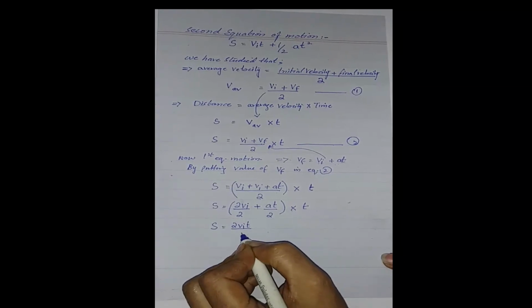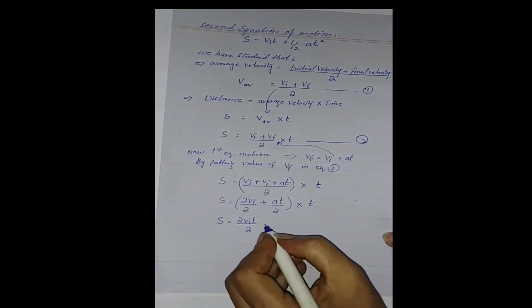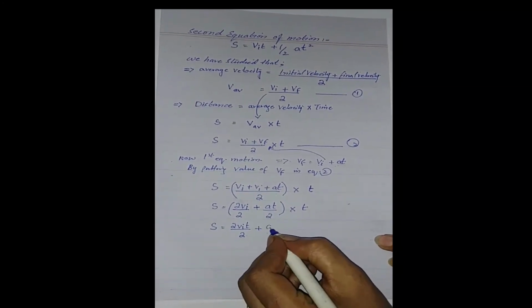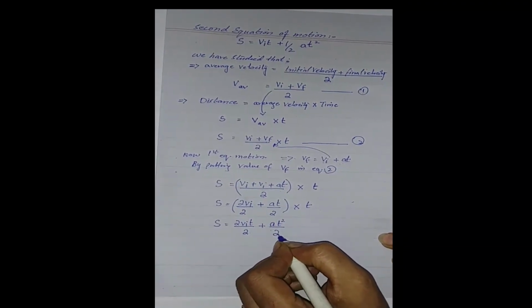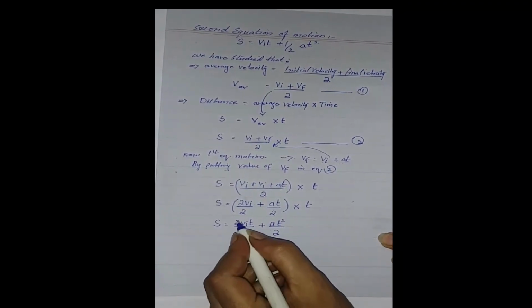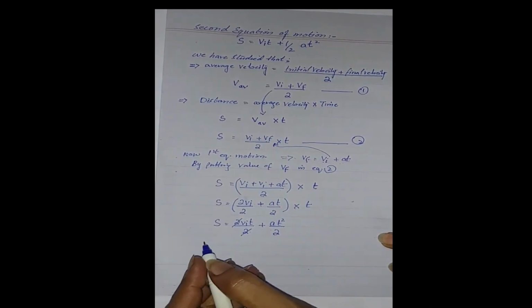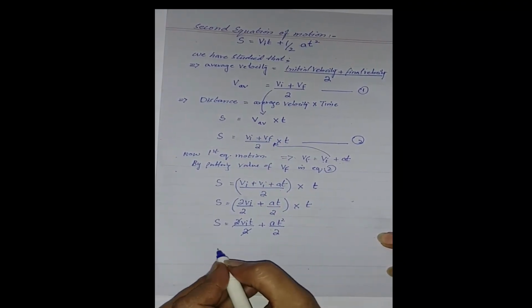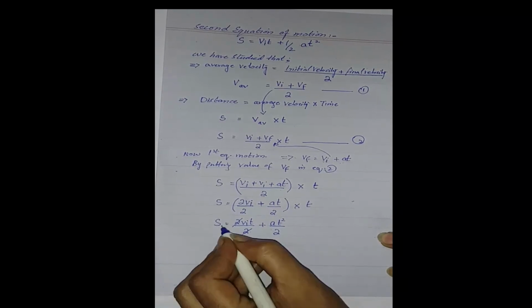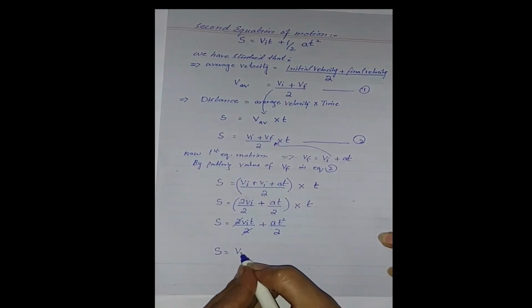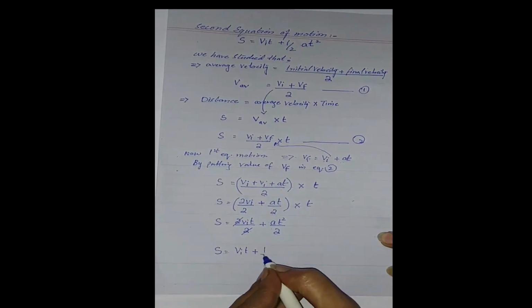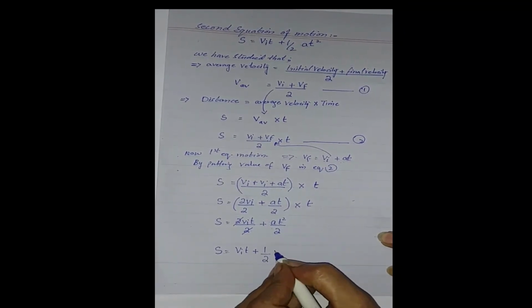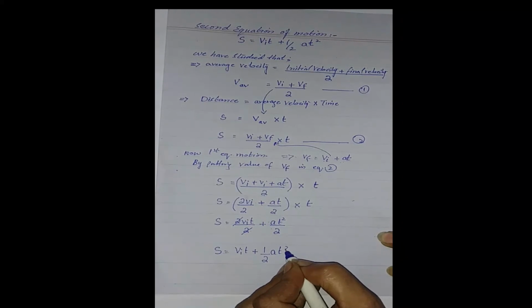2Vit upon 2 plus at square upon 2. This 2 and this 2 are going to be cancelled with each other. So we have Vit plus half at square.